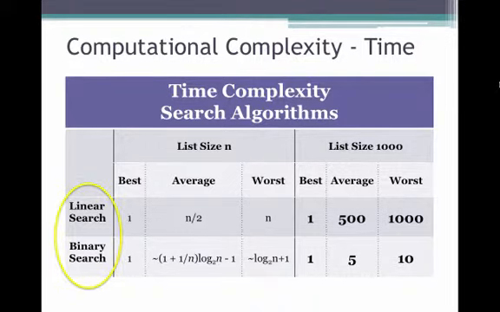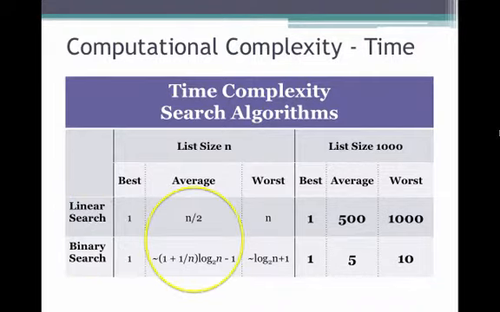We were looking at linear search and binary search time complexity. We're not going to really focus on the best case because that's really trivial. In the best case for a search, you find the item you're looking for the very first time you look. And we know that's really unlikely.